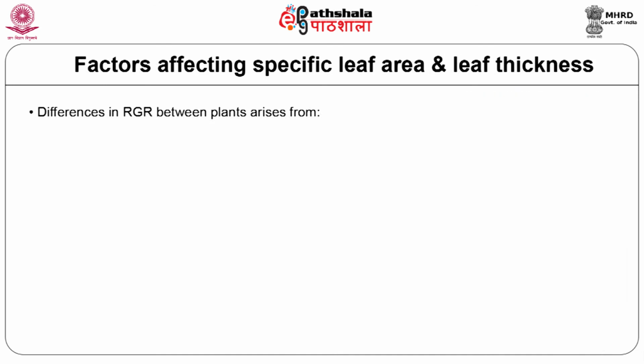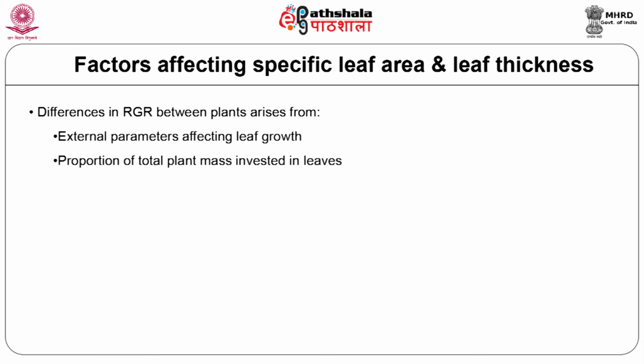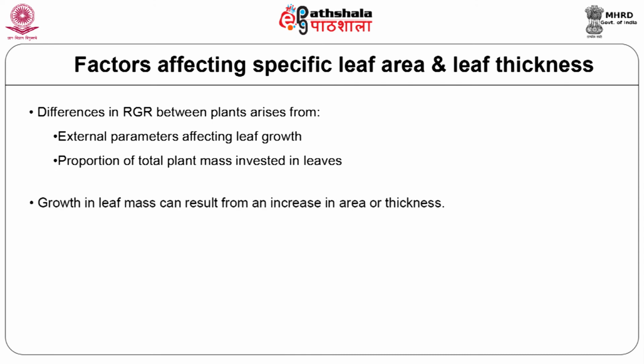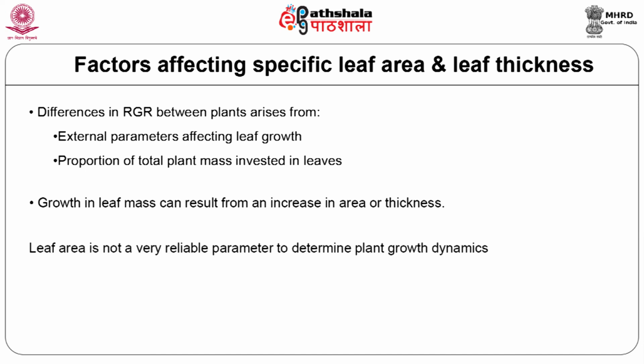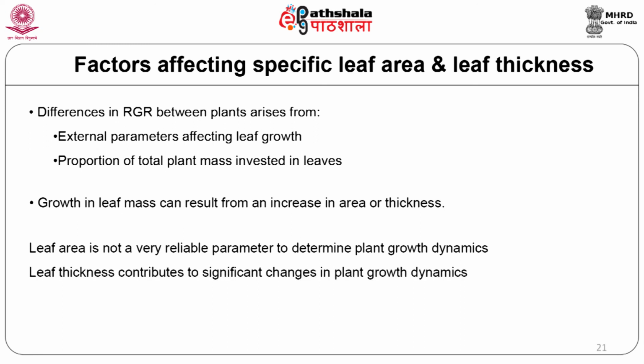Differences in RGR between plants is very sensitive to variations in parameters related to leaf growth and the proportion of total plant mass invested in leaves. Growth in leaf mass can result from an increase in area or thickness. However, leaf area is not a very reliable parameter to determine plant growth dynamics. Small changes in leaf thickening, on the other hand, can contribute to significant changes in plant growth.